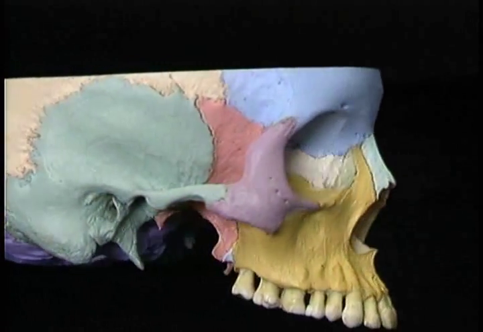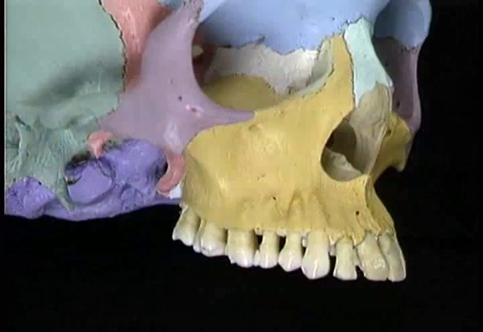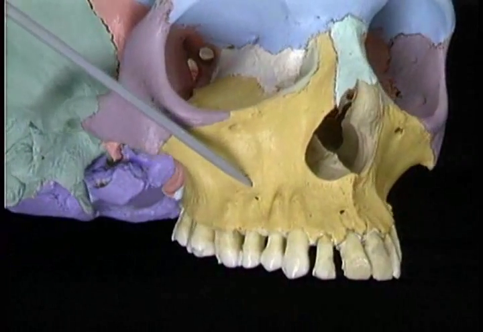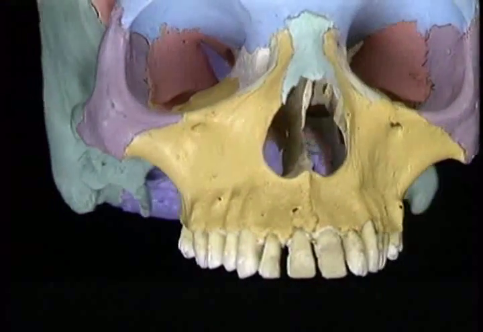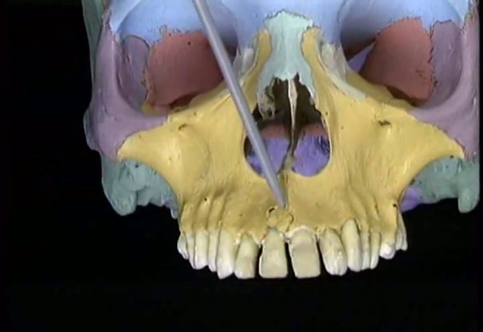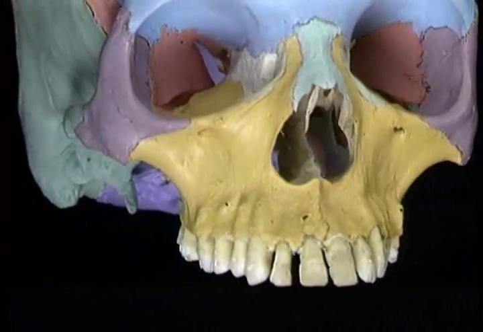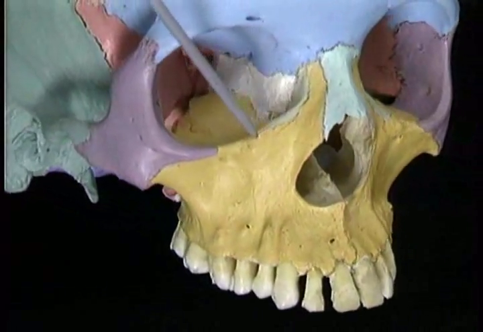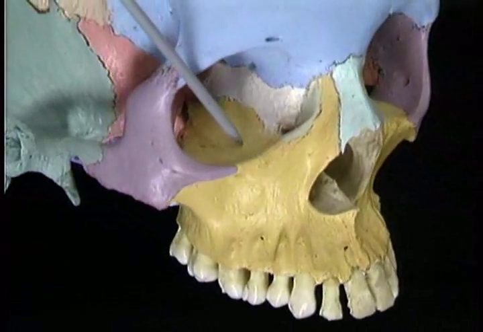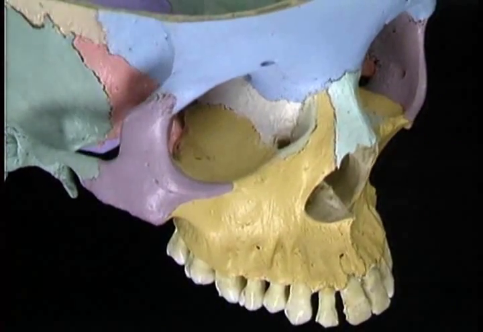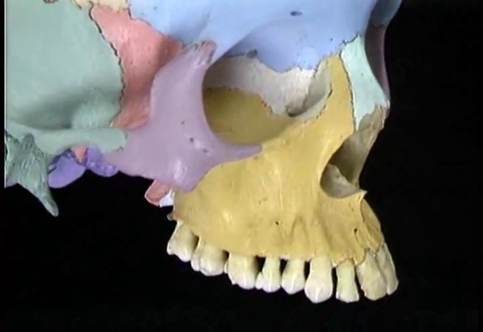Now we'll move forward and look at the maxilla. Here's the maxilla. The right and left maxillae are joined together in the midline. On each side, the maxilla forms the lower medial part of the orbital margin and almost all of the floor of the orbit. The maxilla bears the upper teeth.